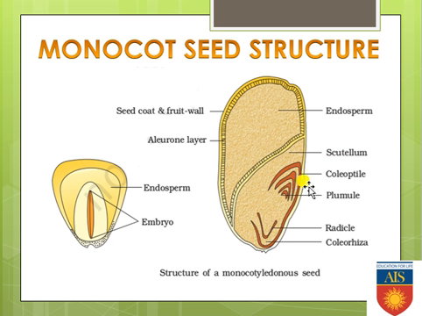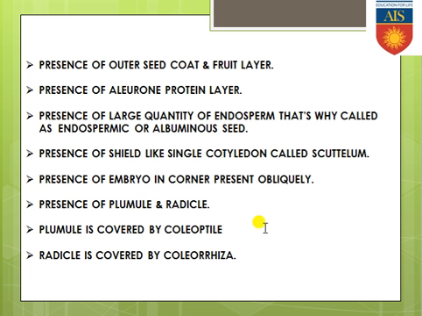But here the plumule and radicle are both covered by the coleoptile and coleorhiza, and this embryonal axis is present obliquely. So let's go through the points I have just mentioned. Presence of the outer seed coat and fruit layer, which we have already seen in the diagram. Presence of the aleurone protein layer, that's why it is known as an albuminous seed, and the endospermic content is very high, so for that reason it can also be called an endospermic seed.